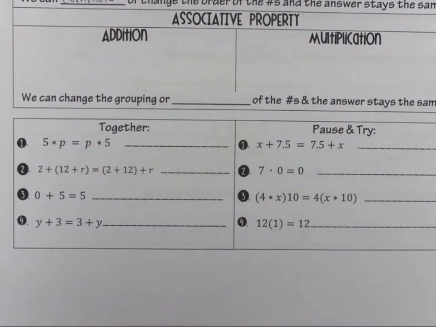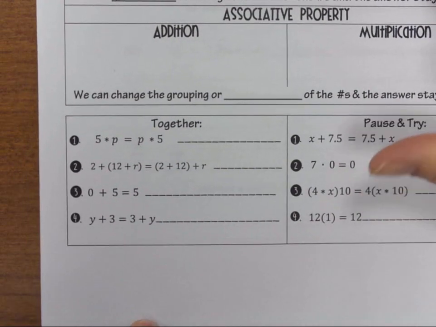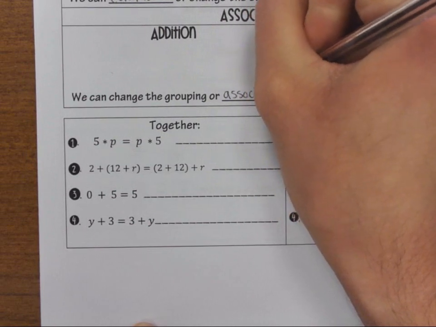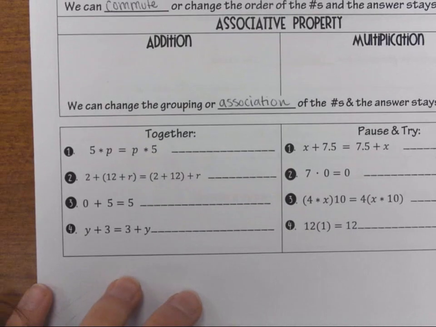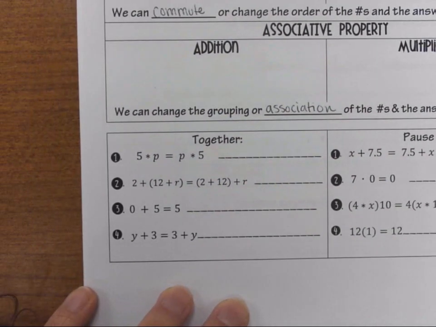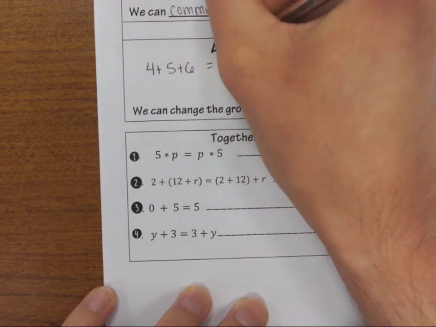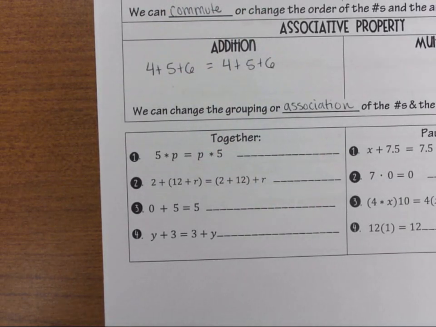Okay, associative property. That's another big word, and what it means is that we can change the grouping or association of the numbers and the answers stay the same. So association is still a big word. It kind of just means how things are grouped together. So we can change that grouping, and what that means we'll see right here. So if I had, let's say, 4 plus 5 plus 6, and I set that equal again to 4 plus 5 plus 6, okay, I'm not changing the order because it's not commutative, I'm just associating. I'm going to change their groupings.